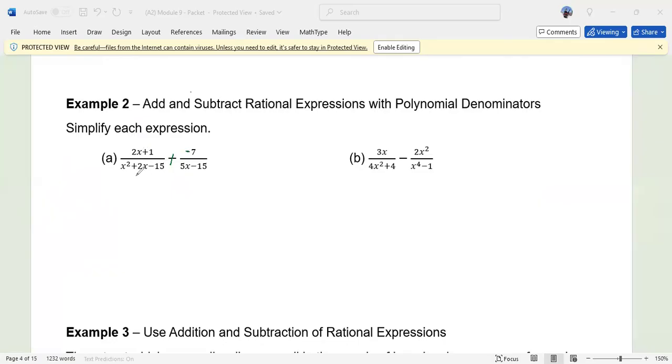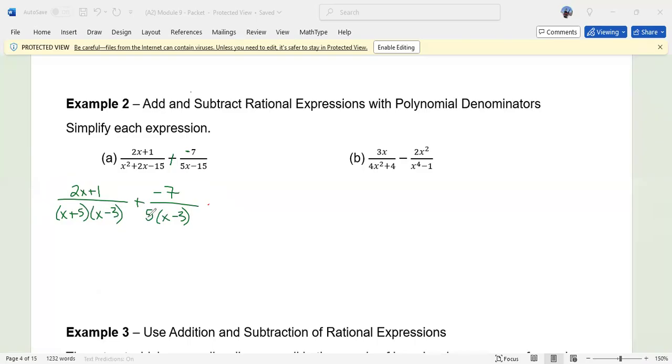So this left piece, we end up with 2x plus 1 still in the top. Our denominator becomes x plus 5 times x minus 3 when we factor. Then we'll have plus negative 7, and we'll factor the denominator of the second piece. Now we're looking for what one of these pieces has that the other doesn't. We have an x plus 5 in the denominator. We have an x minus 3 in the denominator.